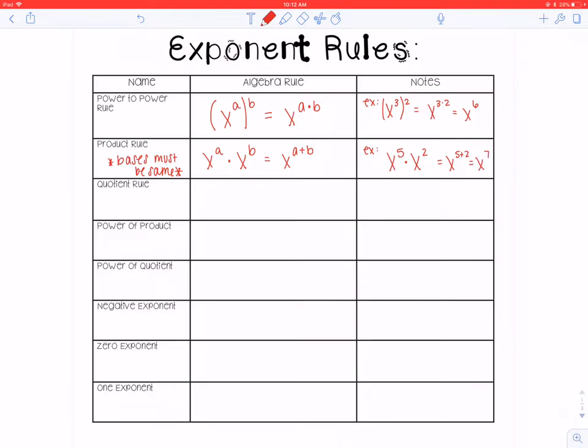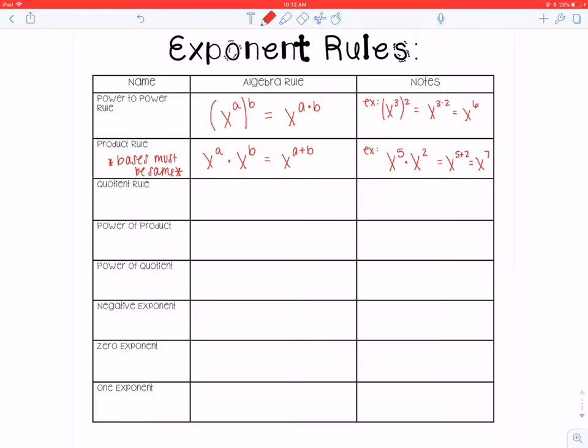So notice the difference between power rule and product rule. Power rule says that you have two little exponents, you multiply. Product rule says you have two bases, add the exponents. So make sure you keep those two straight.